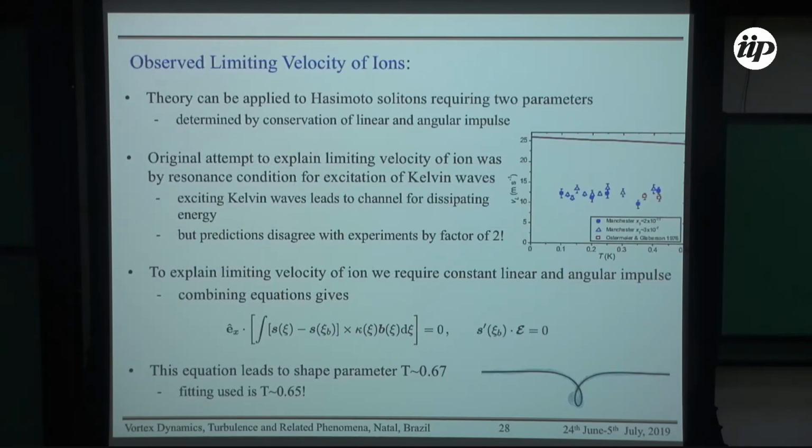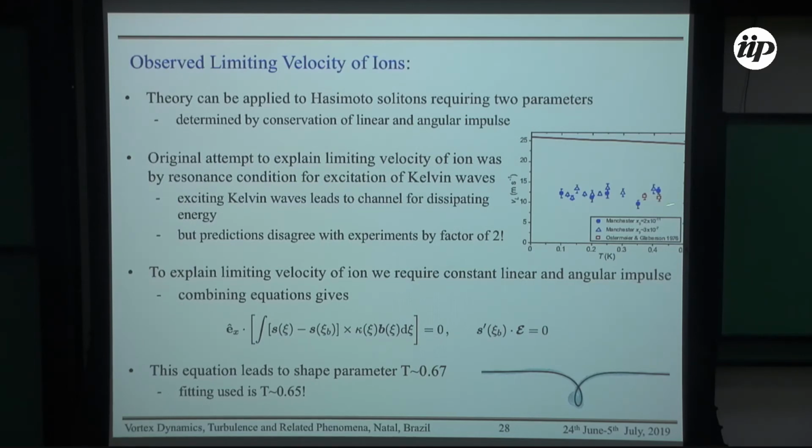Right. Now, the question is, can we explain some observations from experiments? At this point, I should go over some of what's been attempted in the past. Originally, it was attempted by Ostermeyer and Glaberson: if you start accelerating the ion, then as you reach the critical velocity for exciting Kelvin waves, these Kelvin waves will provide a channel for dissipating energy, and hence that will set the limiting velocity of the ion. Now, if you go through the calculations and calculate this limiting velocity as a function of temperature, then the theory sits up here, whereas the experiment sits down here.